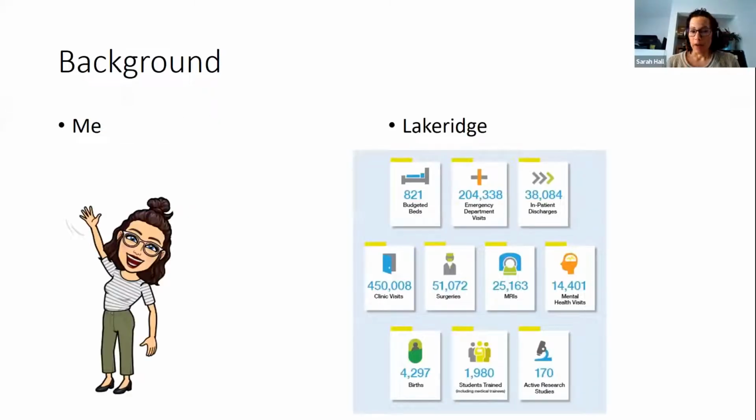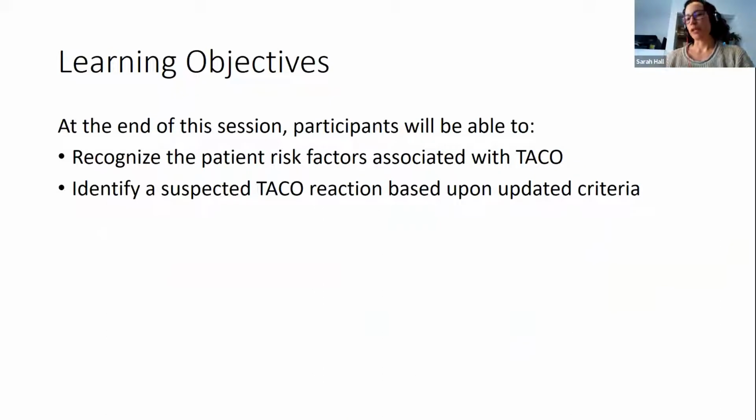You already heard a little background about me. Just to let you know, I'm working at a large community hospital that has just over 800 budgeted beds, although I would say that we're steadily working at overcapacity of about 150%. And we do about 4,500 red blood cell transfusions in a year at 5 different sites. The learning objectives were shared ahead of time.